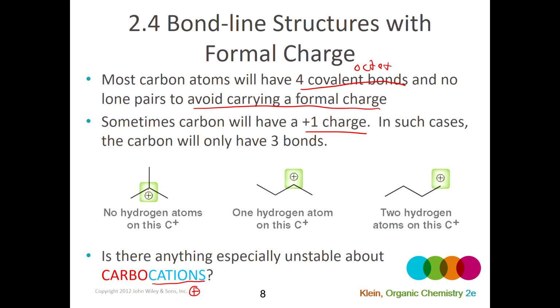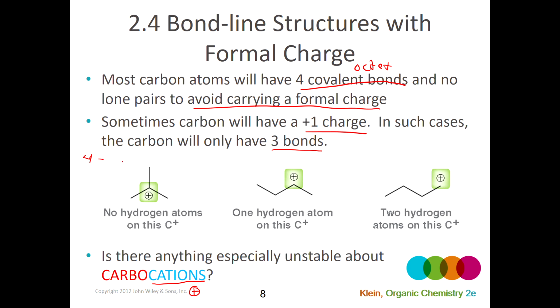So is it correct then to say that this carbon has 3 bonds, this carbon has 2 bonds, and this carbon has 1 bond? No. All 3 instances, the carbon has 3 bonds, right? So if you see a positively charged carbon, that means it has 3 bonds. Why is that? Well, it's the way the formal charge formula works out, because carbon needs electrons to be balanced.